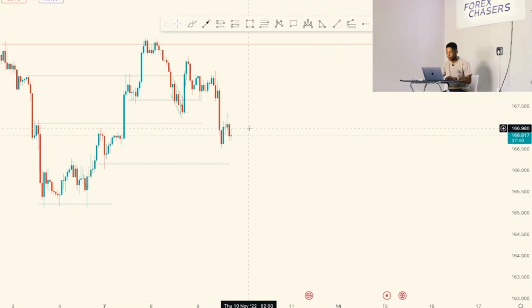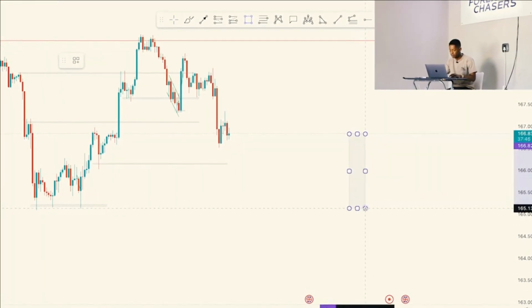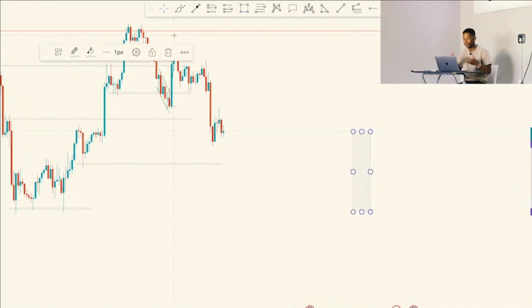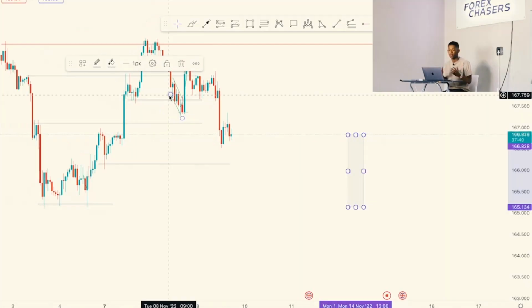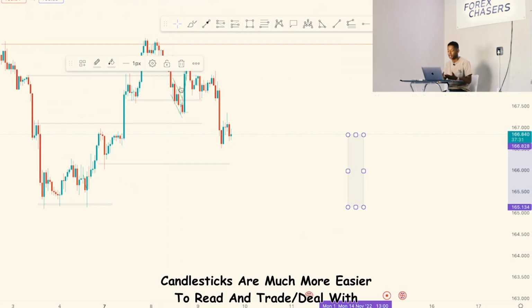So now, just by a small movement, breaking down what a candlestick would look like: it will be something similar to a box-shaped or rectangular-shaped thing, whereby most people prefer trading with candlesticks. I understand that there are different types of trading tools such as line charts and stuff, but candlesticks are much easier to read and trade or deal with.